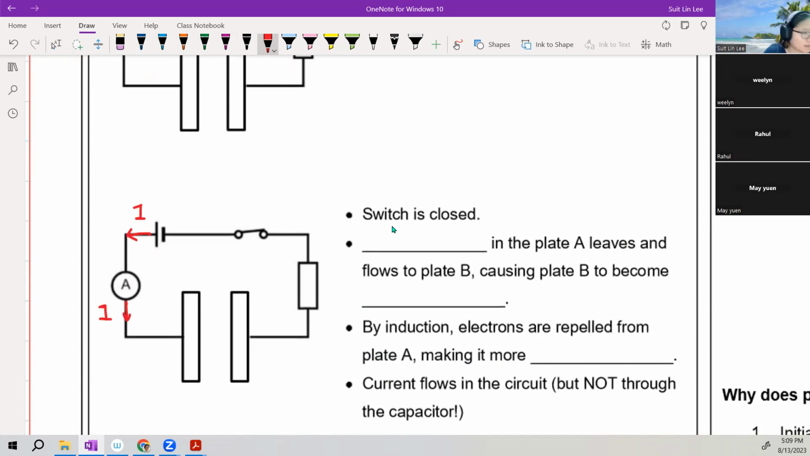Okay. Let's say I'm going to label the plates for easy discussion. This is plate A and this is plate B. In order for current to flow in this direction, electrons must flow in the opposite direction, right? So electrons in plate A will leave, flowing in the opposite direction, pass through the resistor, lose some energy, and then be deposited on plate B. So eventually, plate B will become negatively charged.